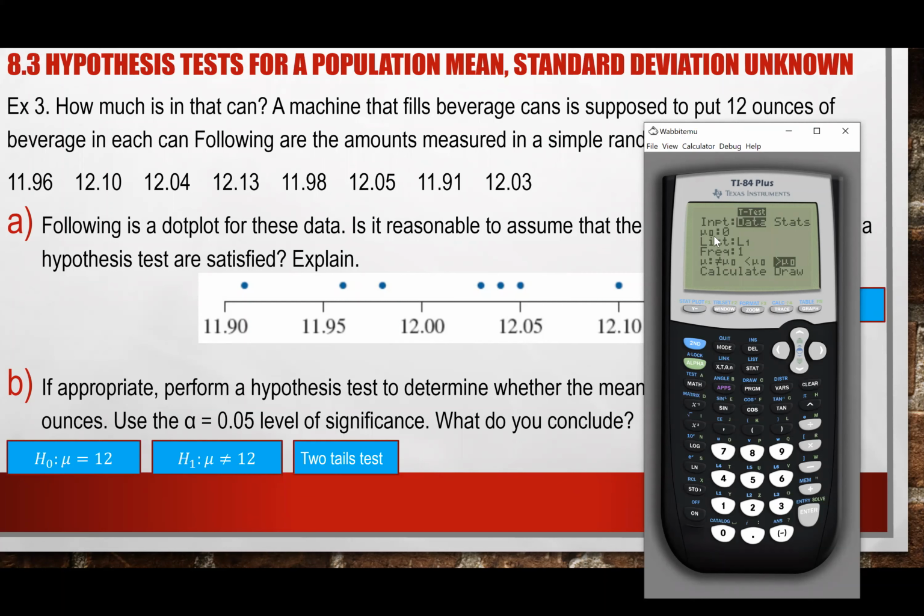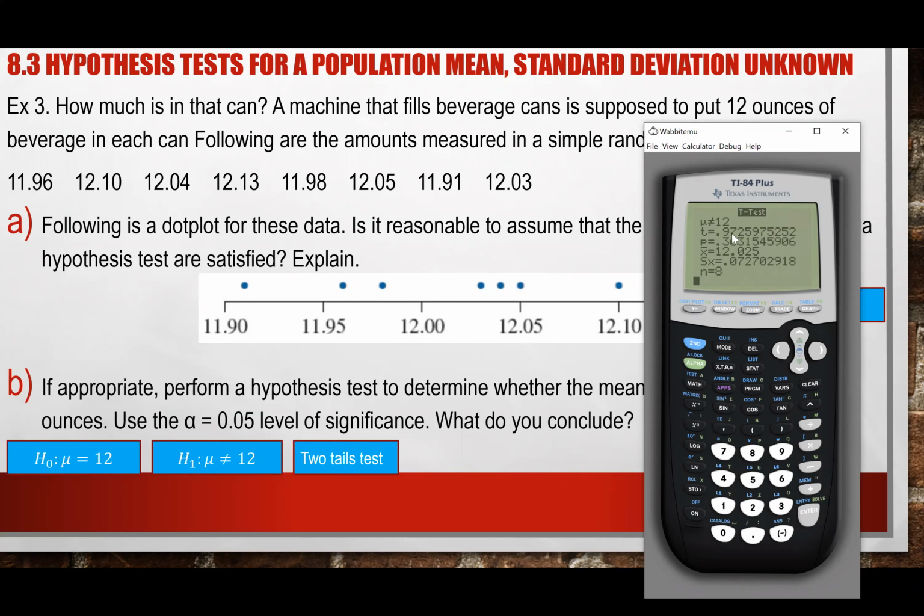So now what is your mu sub 0? What is the specific value that you want to calculate? Well, we want to calculate if it's different from the 12-ounce can, right? You tell your calculator, my list is in L1, go to L1, take those items, and make sure that you choose the two-tail test. We have a two-tail test here and not a left tail or a right tail. Then you tell your calculator to calculate it for you.